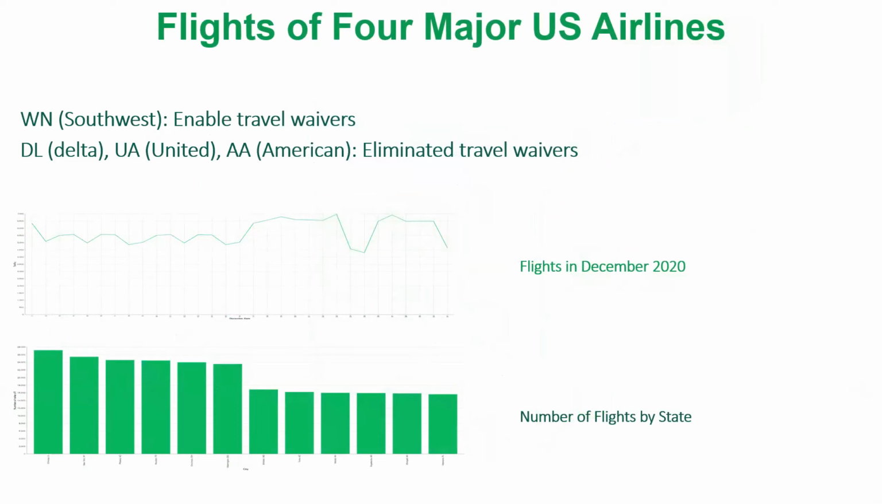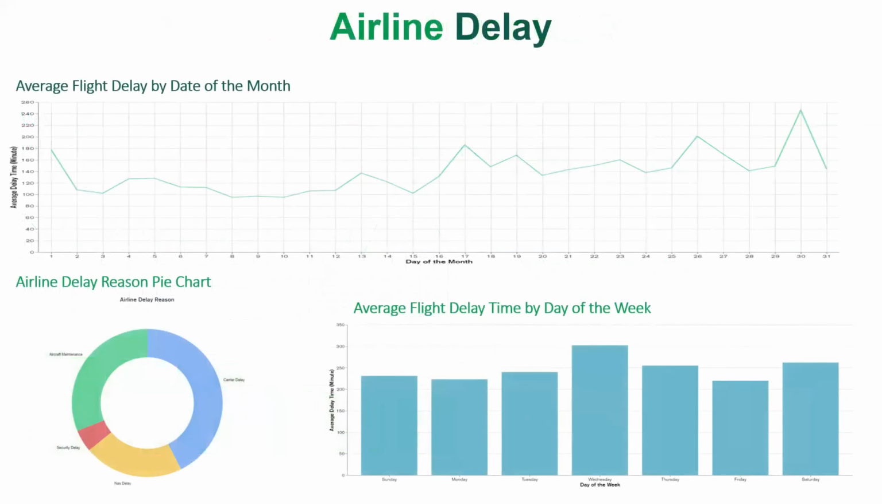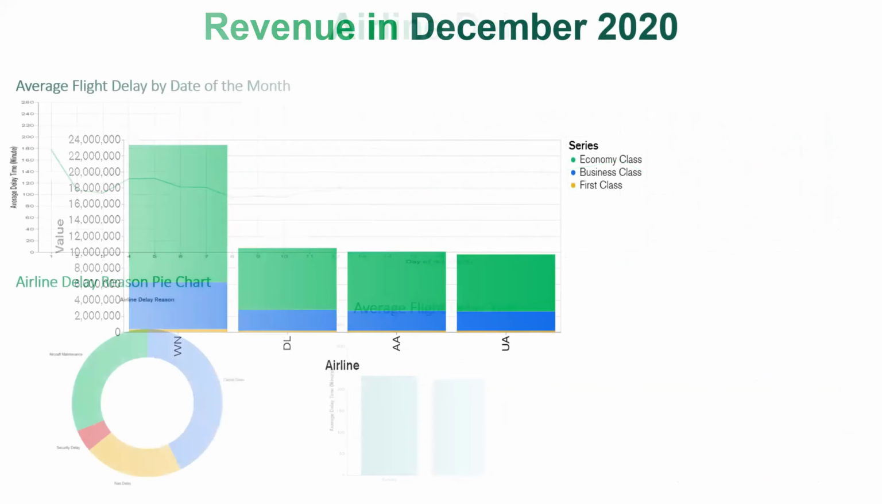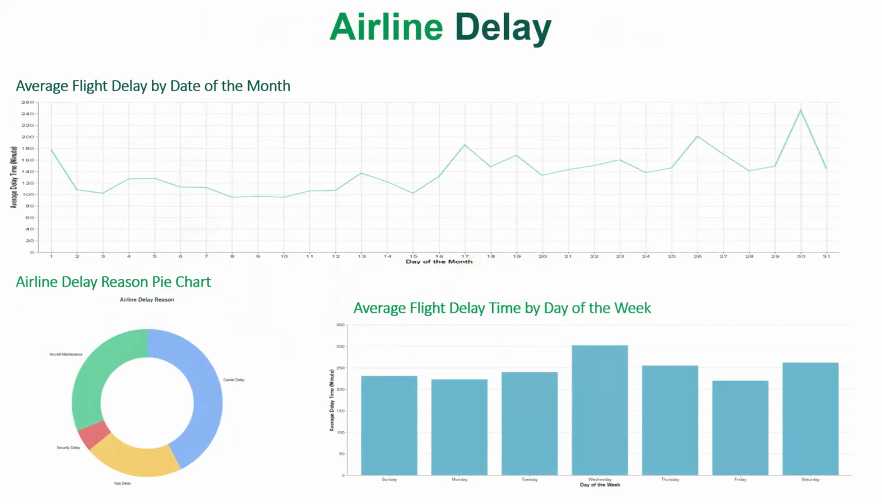We analyzed the performance of 4 major US airlines: Southwest, Delta, United, and American. We want to figure out whether their travel policies affected their total revenue and total flight performance last December. We analyzed the flights and delays in December 2020, especially because they are strongly tied to travel delays and seasonal reasons. The airlines have experienced strong travel disruptions in the last year.